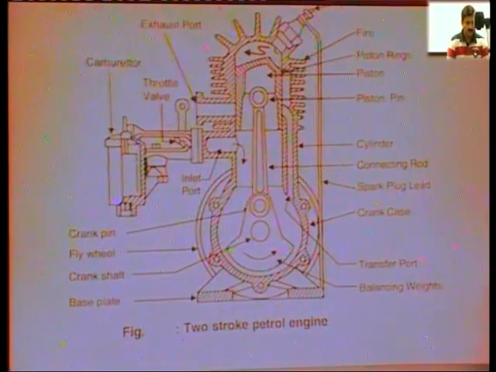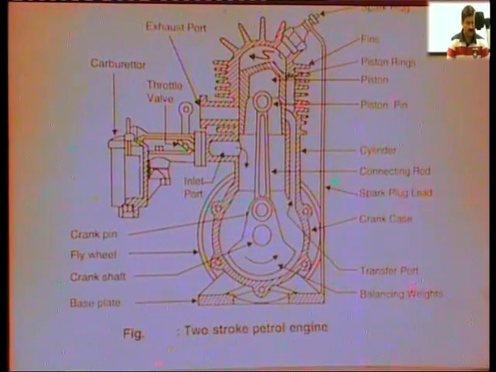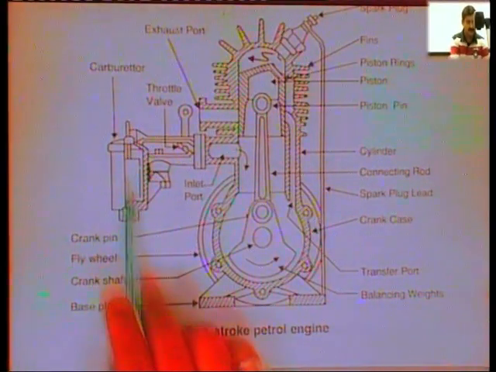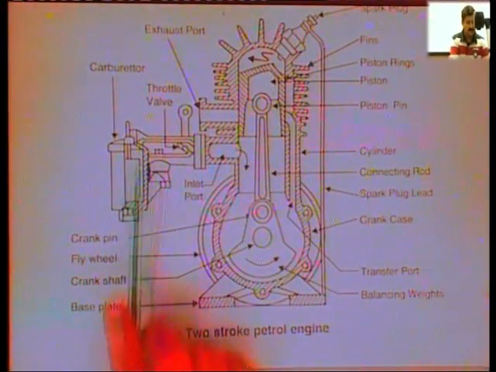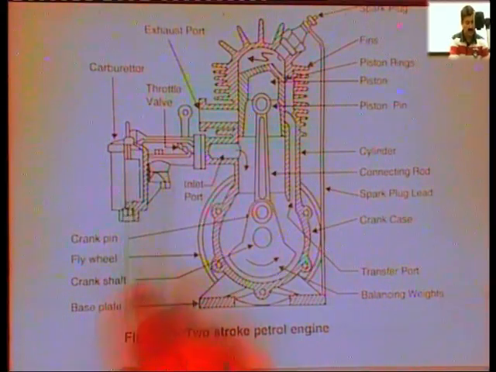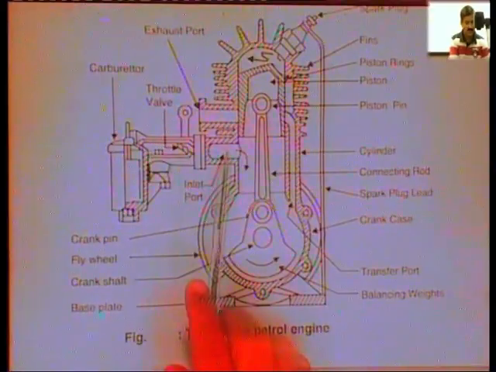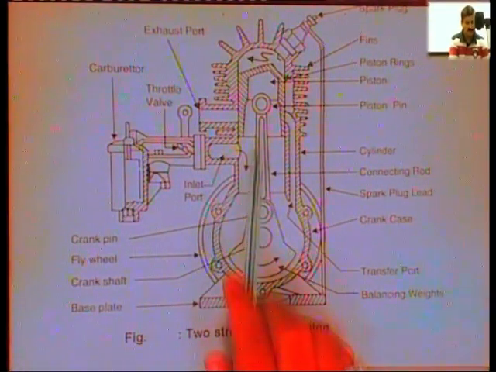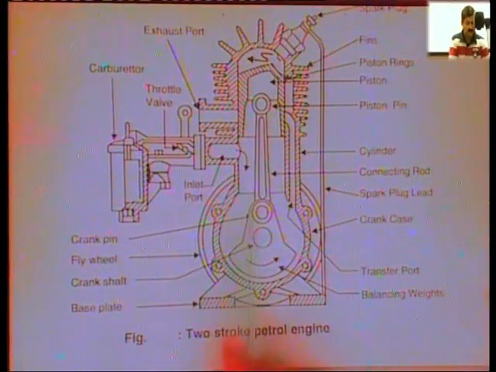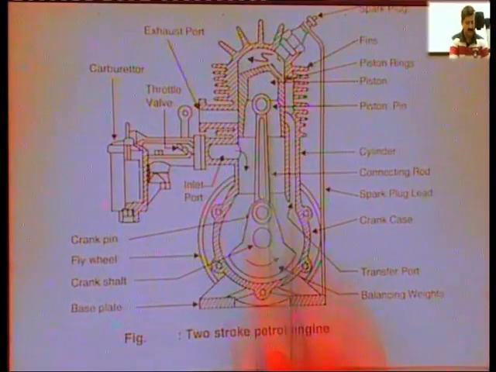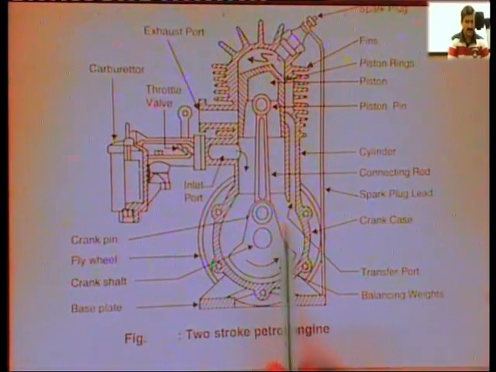This diagram shows a cut section of a two-stroke petrol engine. We can see that this is the carburetor from where we get the charge. The charge is petrol, and the lubricating oil comes here. Here is the throttle valve, and it comes to the inlet port. When the piston moves upwards, suction comes here. The charge comes into the crankcase here. When the piston moves downward, the compression is there.